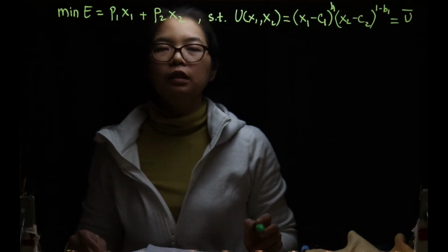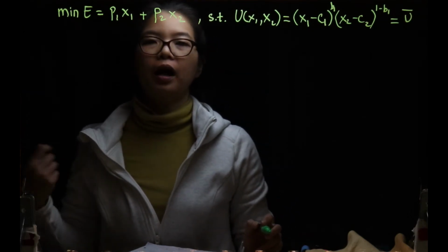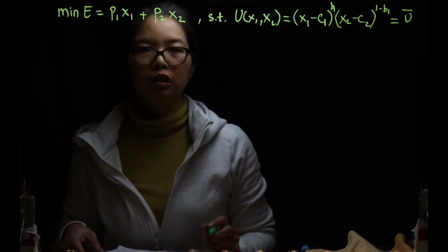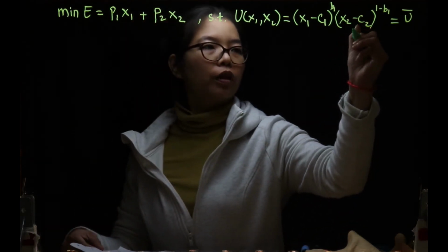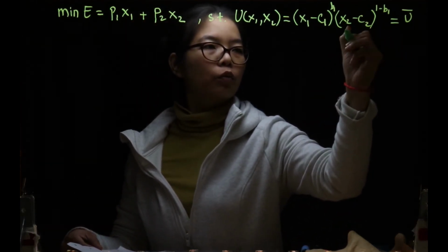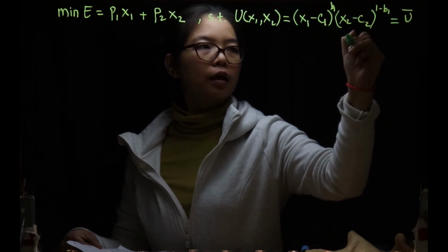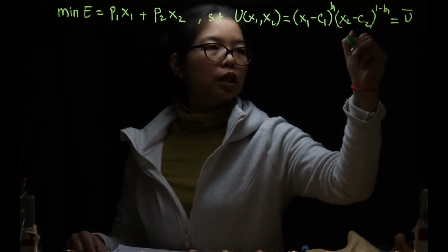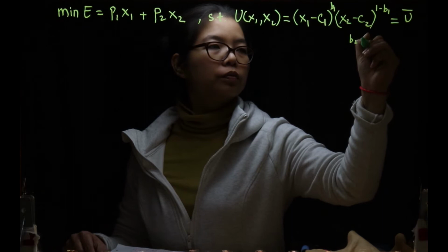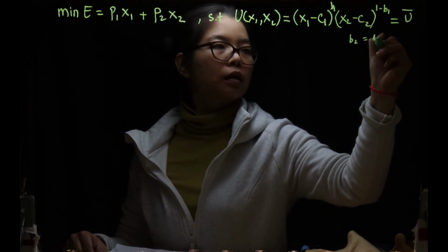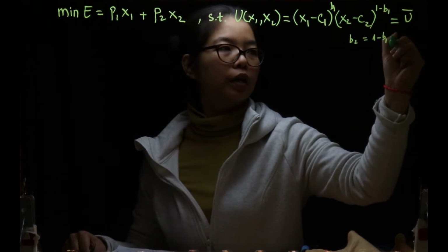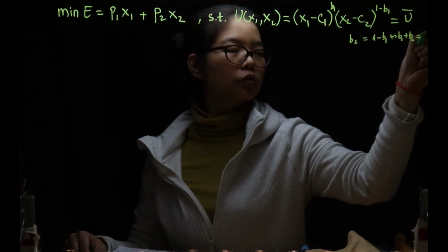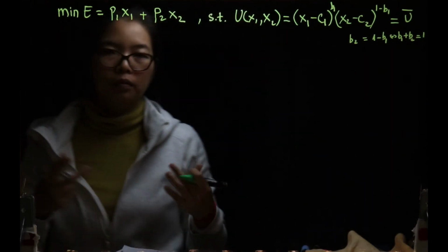So let's do it and see how it's similar or how different from the case that we have with utility maximization before. But before that, note here that for easier computation, or less messy, we just write B2 equals 1 minus B1 over here. That is B1 plus B2 equals 1, like before.